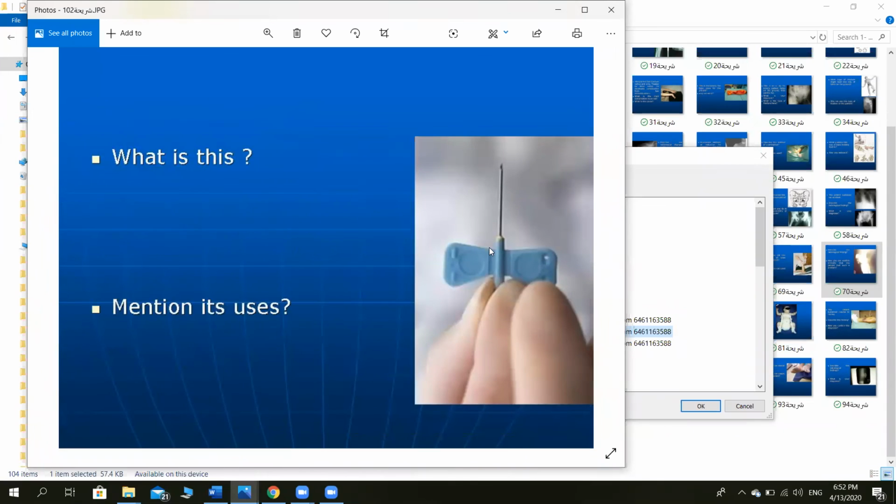This is what we call a butterfly vein line, used before the availability of the cannula. It can be used as a vein line. Also, it can penetrate the bone and be used to give fluid through the bone. Rarely it's used now.